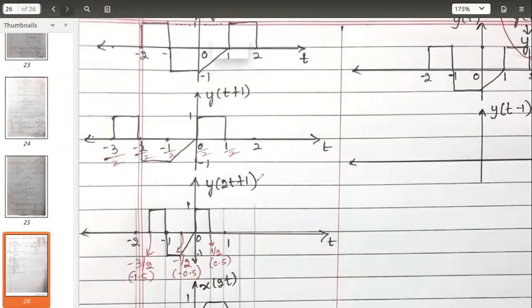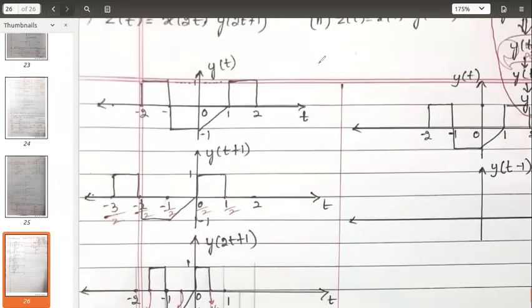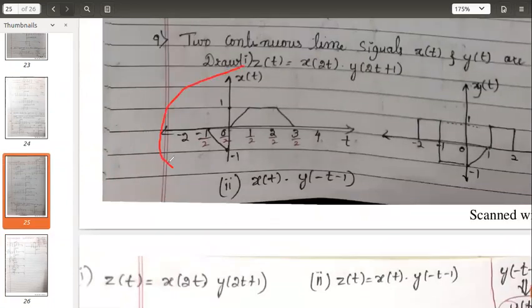Any doubts here till y of 2t plus 1? Okay, the way I have done y of 2t plus 1, I am giving you a work: x of 2t. Will you be able to do it? Please try. This is your x of t given. I have just now done this. You have to do x of 2t. What is the range of x of t? It is -1 to 3. The range of x of t is between -1 to 3.